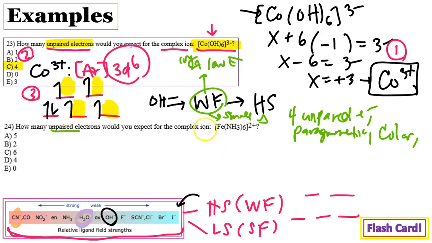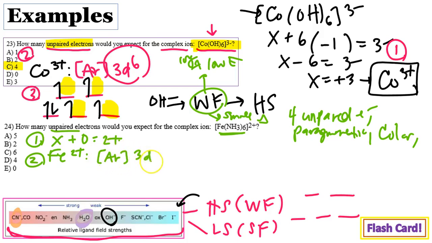Okay, so let's go ahead and get into the next example. We want to know how many unpaired electrons we have for this particular complex ion. So first, we're going to take our complex and figure out the oxidation number for our iron. So we have X plus 0 is equal to 2 plus. So we actually are going to have Fe2 plus here. And the next thing we need to do is get our electron configuration for this Fe2 plus ion. So we have argon 3d6.